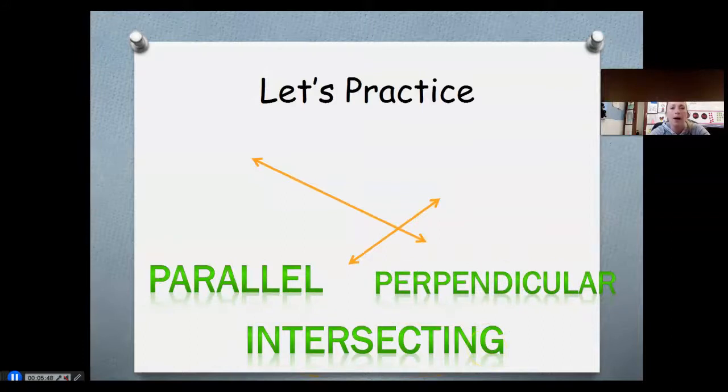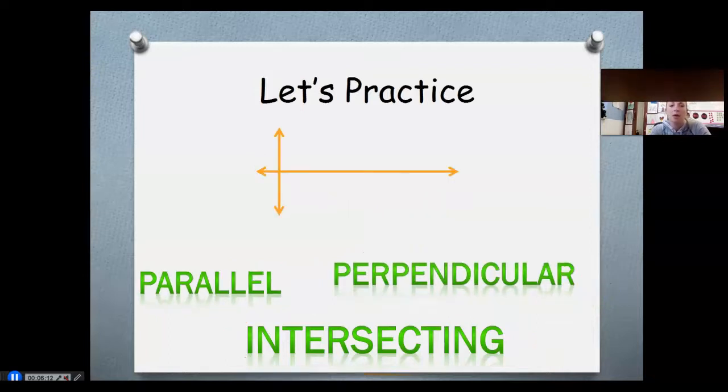All right, what about this? Are those lines parallel, perpendicular, or intersecting? You can write PA for parallel, PE for perpendicular, or I for intersecting. If you chose that those lines are intersecting, you are correct. Remember that intersecting lines can cross anywhere.